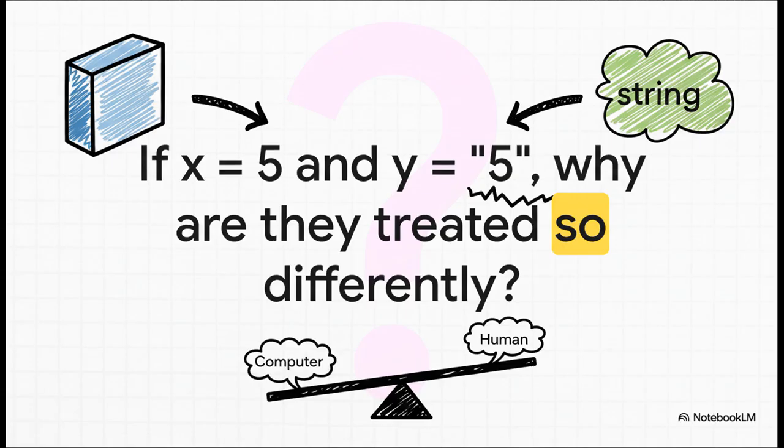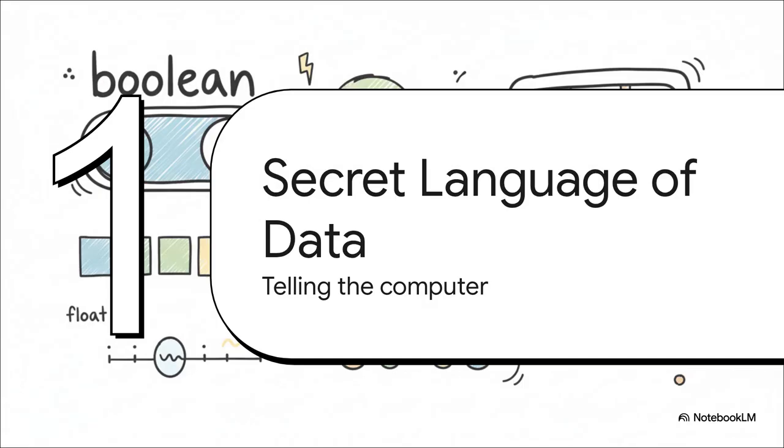You've got a variable x, and it equals the number 5. Then you have another variable y, and it equals the character 5. Now, to you and me, they look almost identical. But for a computer, they are worlds apart. The question is, why? Well, the answer to that little puzzle is all about the secret language we use to talk to computers. And that language starts with data types.